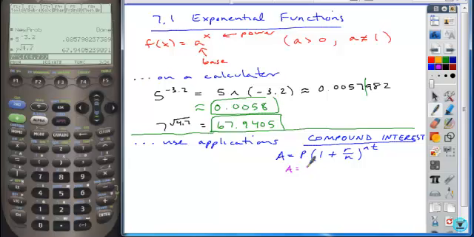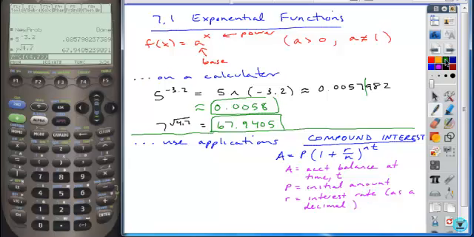Okay, so A is the amount of money, the account balance at time t. Whatever the t value is, this is the account balance at the end of that time. The P value is your principal or the initial investment, so it's the amount at time 0. Whatever you initially started with, that's your P value. R is the interest rate, and it's going to be entered as a decimal.